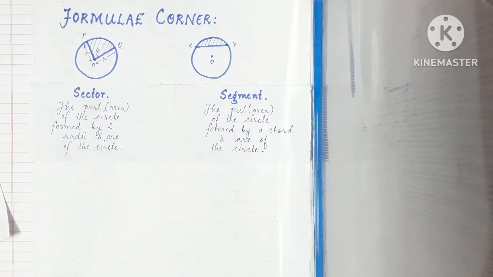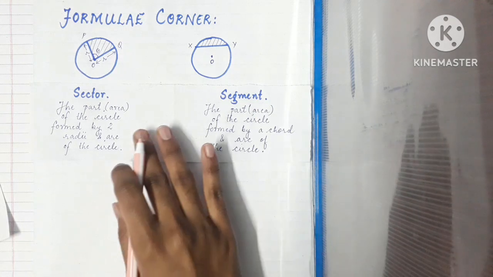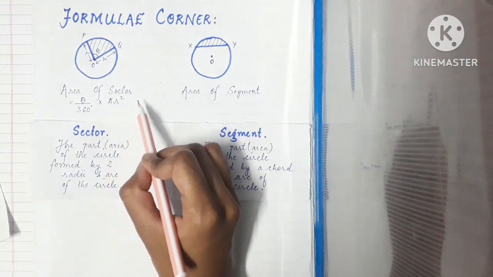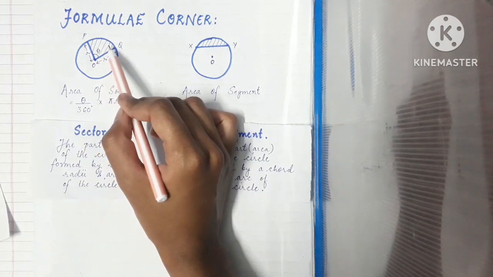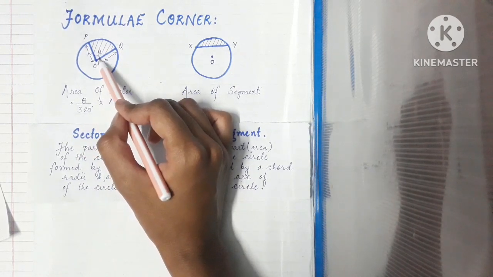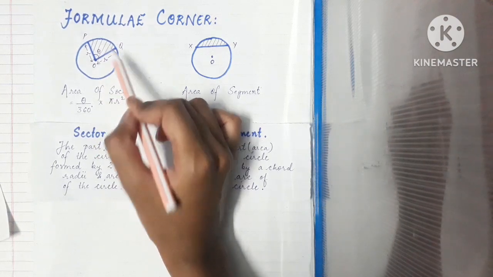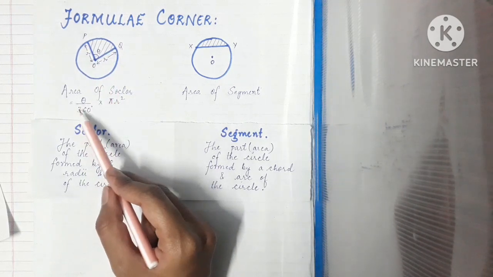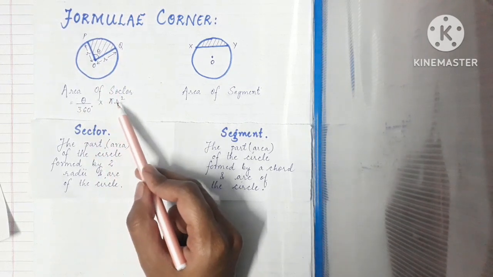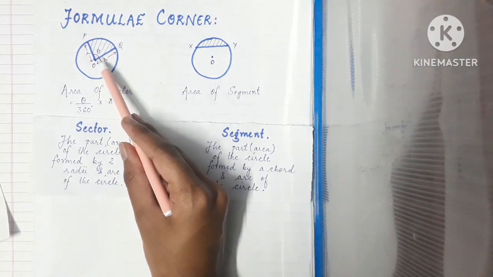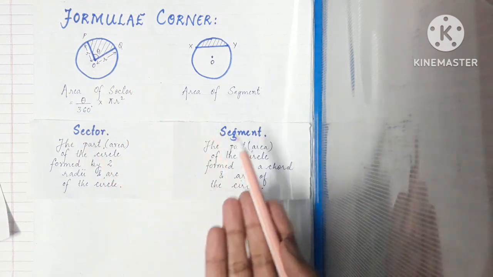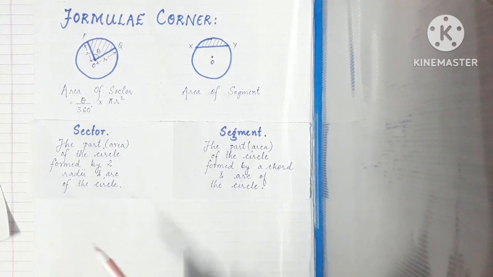Now next are all the important formulas related to a sector and a segment of a circle. First is the formula for finding the area of a sector. If the sector is given, the angle of the sector is given as theta and the radius of the circle is given as r, then the formula for the area of this sector is theta upon 360 degrees into pi r square, where r is the radius of this sector, or you can say the radius of this circle. This formula is very simple. You directly have to apply this formula and calculate the area.